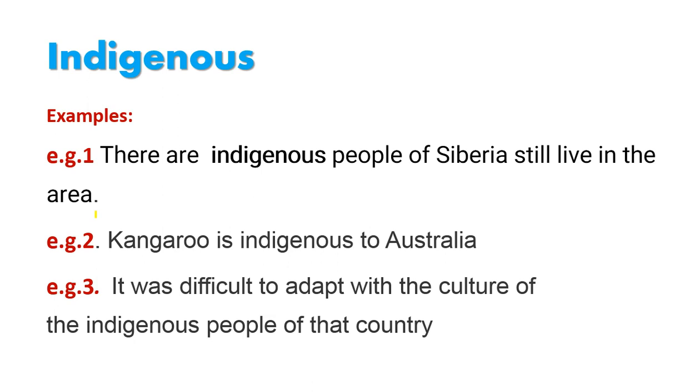Okay, this is number one. Let's look here. Kangaroo is indigenous to Australia. Kangaroo is one of the main animals that you may not find in another place but Australia. It was difficult to adapt to the culture of the indigenous people of that country. So I have a country, and those are the indigenous people of that country, and I can adapt to them. So it means that those are the natives of this country.